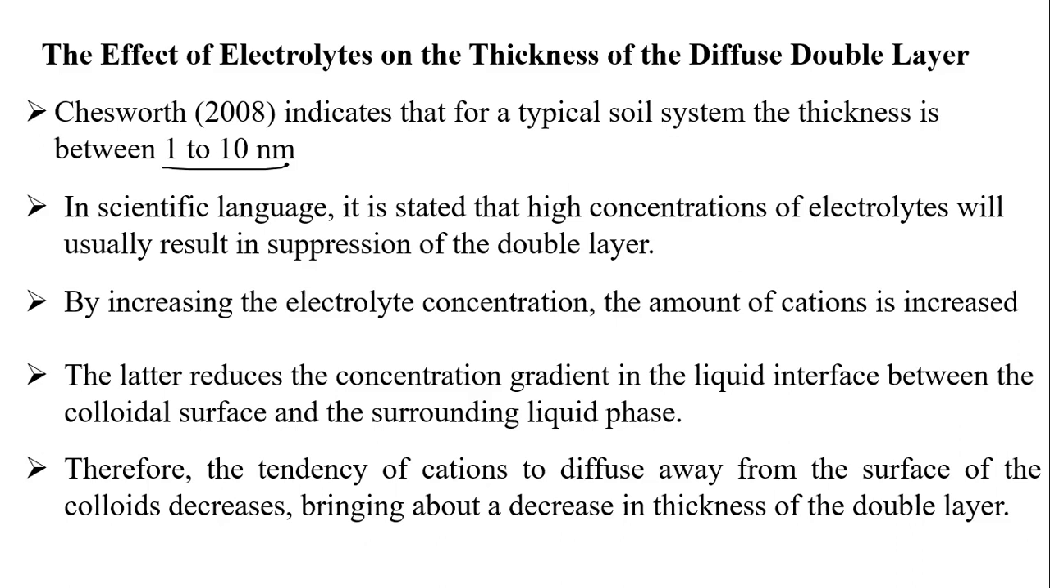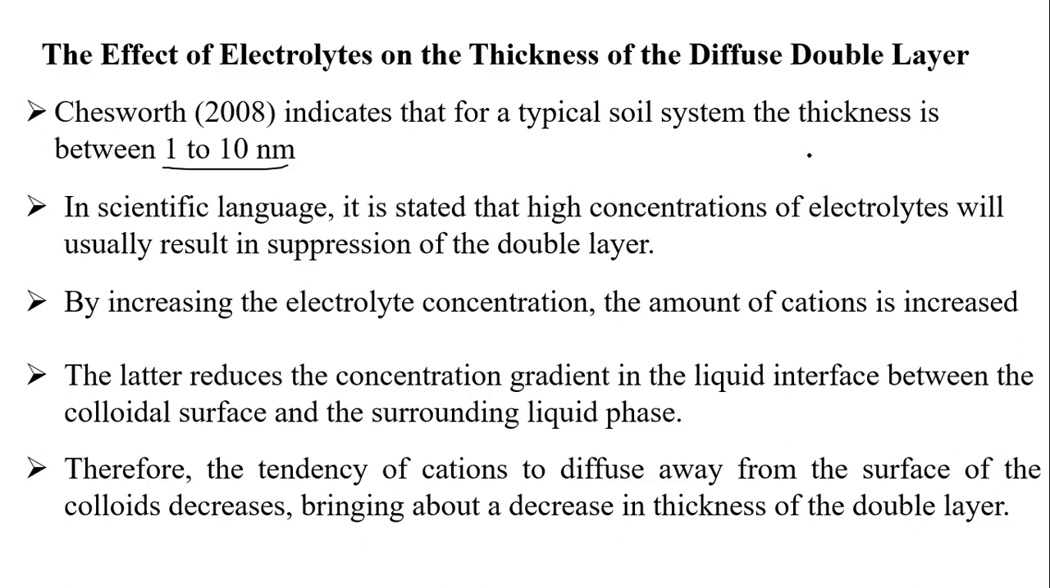By increasing the electrolyte concentration, the amount of cations increases. Gradually, the gradient between the surface and the liquid decreases, so the thickness of the double layer is reduced. The tendency of cations to diffuse away from the colloid surface decreases, leading to a decrease in the thickness of the double layer. I think you are following me.